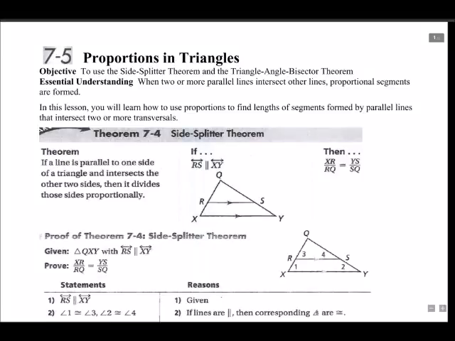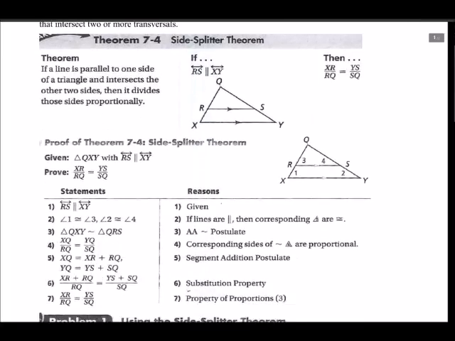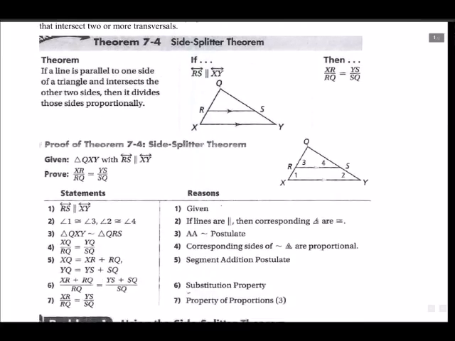7.5 Proportions in Triangles. The objective in this lesson is to use the side splitter theorem and the triangle angle bisector theorem. These sound like fun. Let's take a look at our first theorem here. The side splitter theorem. Guess what's going to happen? We're going to have something that splits our sides.